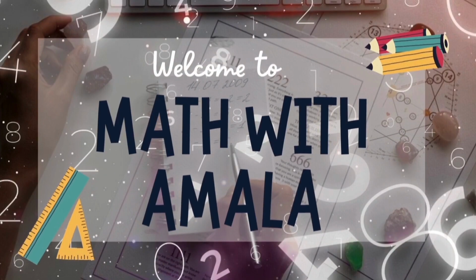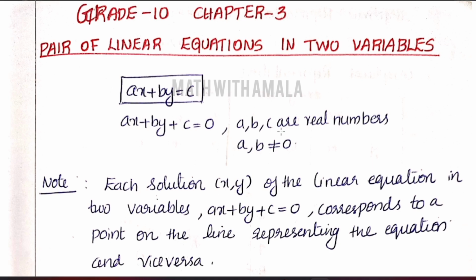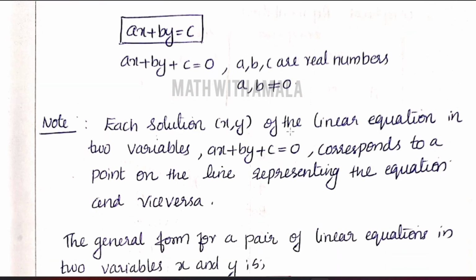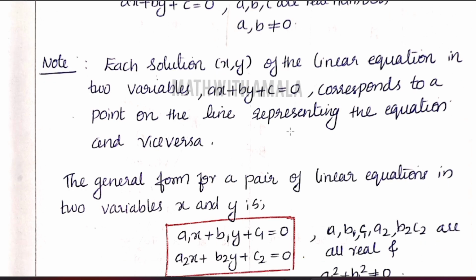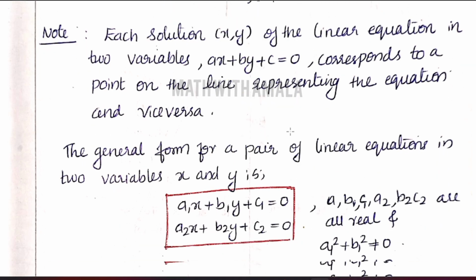Let's start a new part of your chapter. Number 3 of grade 10, pair of linear equations in two variables. Linear equations are the equations which are having the degree of the variable as 1. For example, ax plus by equal to c, or you can write it like ax plus by plus c equal to 0, where a, b, c are real numbers and a, b not equal to 0.